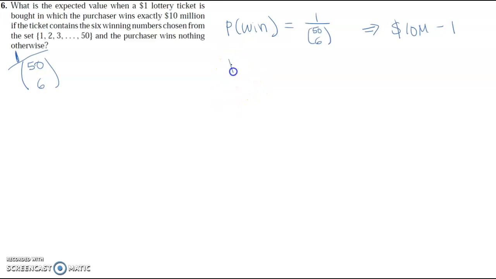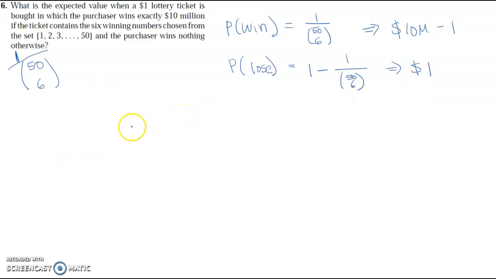Okay, now let's take a look at the other case. If it's not winning, then you're losing. So what's the probability of losing? Well, that's just going to be 1 minus the winning case, which is 1 over 50 choose 6. And this would be just $1, because that's how much the lottery ticket costs.